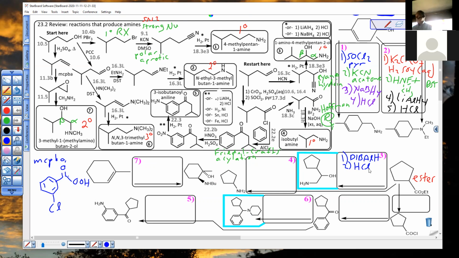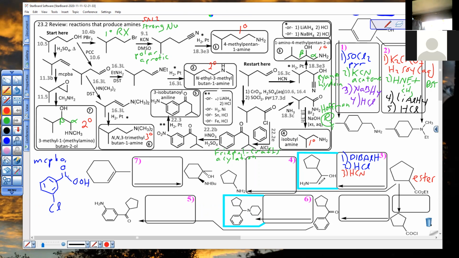And so you are at the stage where you started on the restart here. What did I do here to make a cyanohydrin? HCN. Here's our step 3. HCN. Now you have a cyanohydrin.